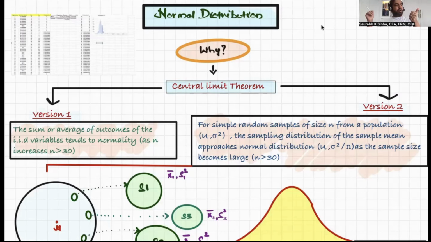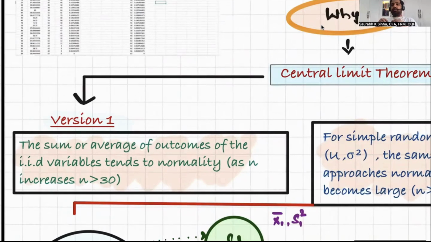The first was on the properties of normal distribution, and the second was on the introduction of the central limit theorem, which is the theorem behind the normal distribution. We discussed the rationale for why everywhere you see a normally distributed bell curve. So we discussed version 1, which was very simple and straightforward, and which was the core essence of the central limit theorem.